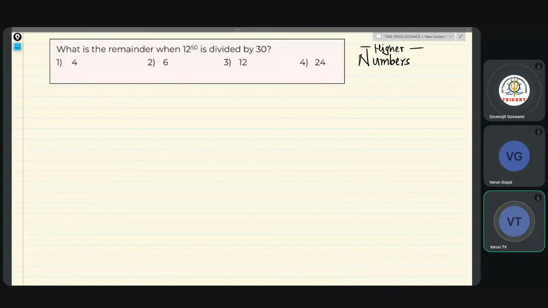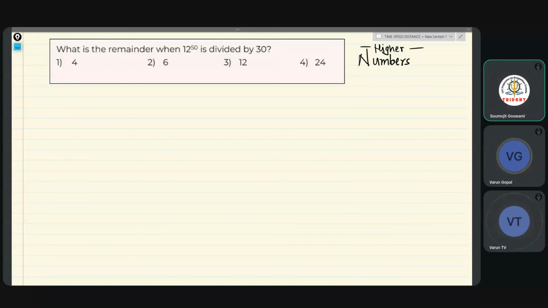Sir, I mean, we need to split 12, 3, 4. Varun, I am not understanding what you're saying. Could you speak a little louder? I mean, by splitting 12 into 3 and 4 and splitting the 50. But Varun, the numerator is 12 raised to 50, why do you want to split that numerator? We can do that.